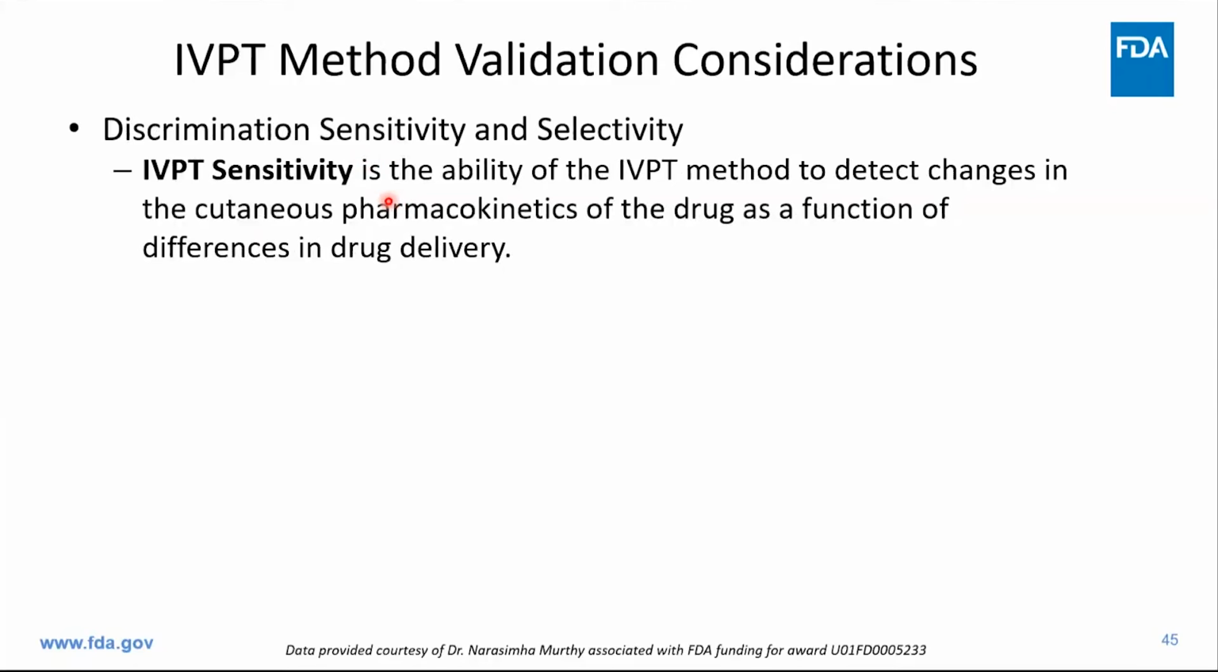It's the ability of the IVPT method to detect changes in the cutaneous pharmacokinetics of the drug as a function of differences in drug delivery. So if the bioavailability increases, the IVPT study should be able to respond and show a higher flux profile, and likewise in the other direction. The goal here is to have intentional differences that are rationally expected to produce progressive differences in bioavailability. So how do you figure out what's going to create a difference in bioavailability?